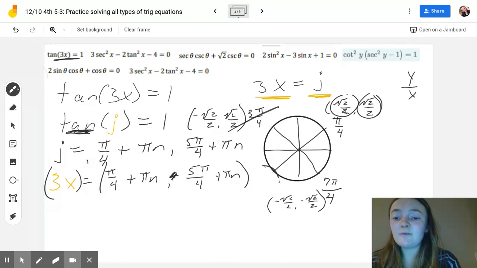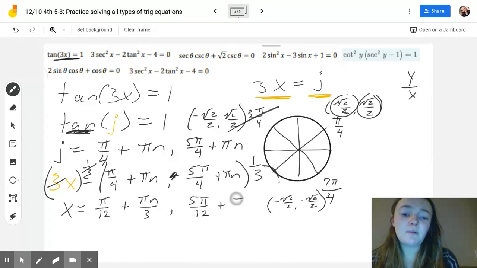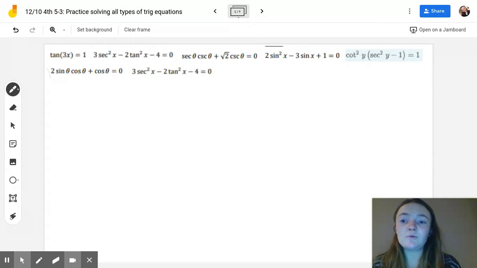If I multiply everything by a third, that is going to cancel out the 3 here. What we're going to get is that x is equal to pi over 4 times a third, which is pi over 12 (4 times 3 is 12), plus pi n over 3. Next, I'm going to get 5 pi over 4 times a third, which is 5 pi over 12, plus pi n over 3. And so that right there is the solution to the only multiple angles question on the review today. All right, so we're going to go ahead and move on to the next question.